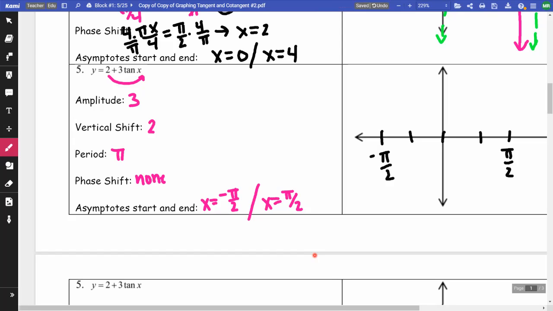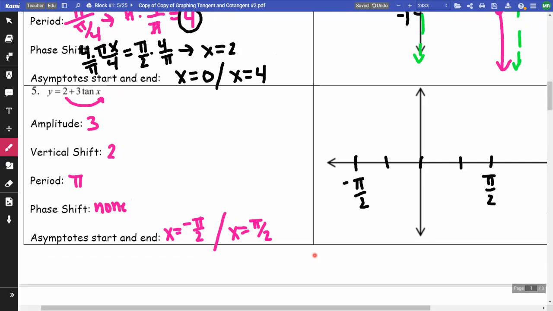Now I'm going to have a vertical shift of 2. So let's say this is 2. Here, I'm going to space this down a little bit more. Let's say this is 2. My amplitude is 3, so I'm going to go 3 above that, which means I'm going to be up at 5. And I'm going to go 3 below 2, which means I'm going to be down at -1. So I have an amplitude at negative pi halves. I have an amplitude at pi halves.